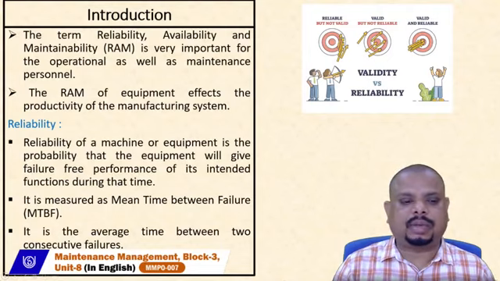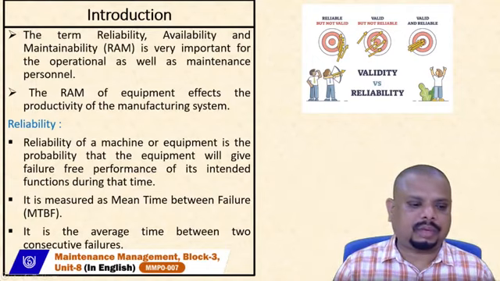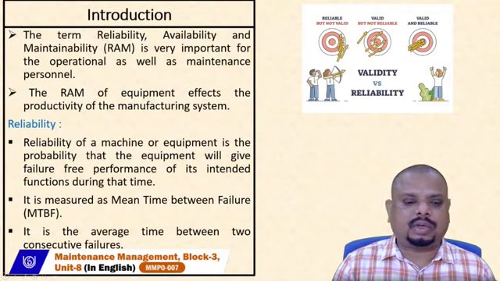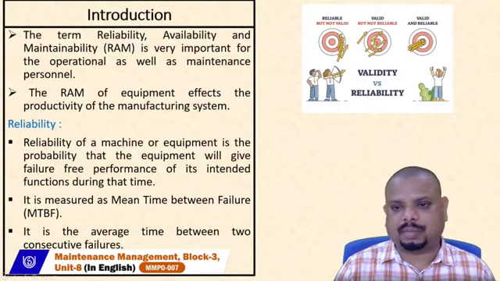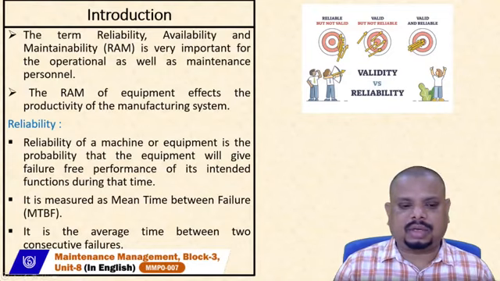Then how should reliability be measured? It is the mean time between failures, shortly known as MTBF, and it is the average time between 2 consecutive failures. This is all about the fundamental concept of reliability. I repeat, the failure-free performance intended during the functions of production and operation management is known as the reliability of a specific machine or equipment, and it is measured as the mean time between failures. The average time between 2 consecutive failures is known as reliability. So this is the fundamental concept of reliability.